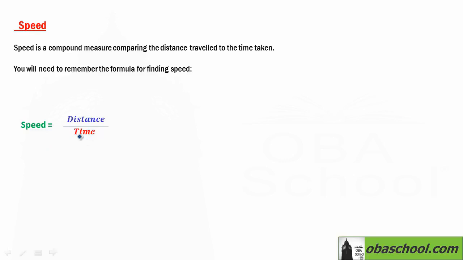Since distance has a certain unit, and time has a different unit, speed is called a compound measure that compares the distance traveled to the time taken to travel the distance.